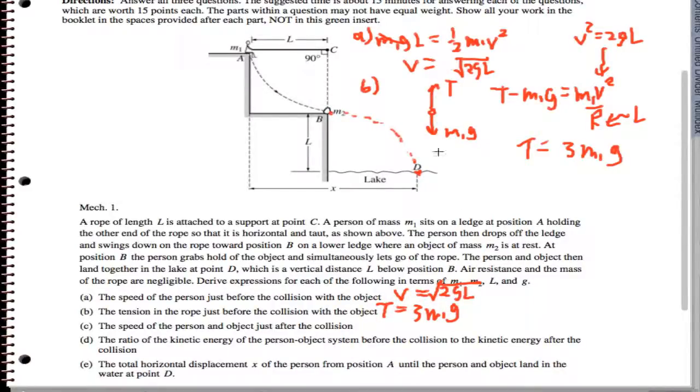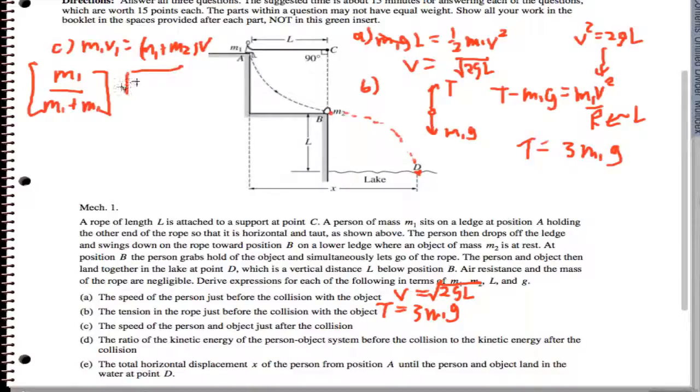Now let's get the speed of the person and object just after collision. To do that, for part C, we use conservation of momentum. So m1v1 equals (m1 plus m2) times that final v together. We know that v1 is the square root of 2gL, so the final speed after they hit and stick is going to be m1 over (m1 plus m2) times the square root of 2gL. That's nice and messy. That's just great.